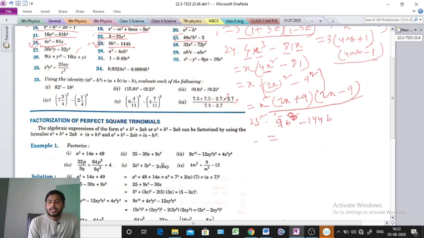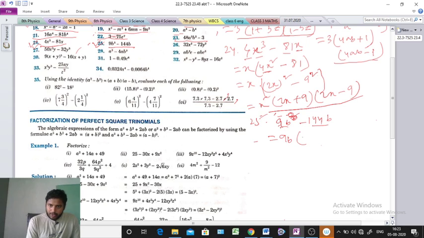So what to do here? Is any common portion there? For 9 and 144, yes, common is there. 9 ones are 9, and 9 sixteens are 144, so we can take 9 common. And from b cube and b, we can take b also common.